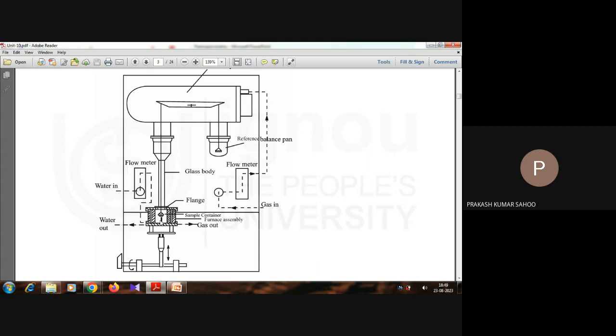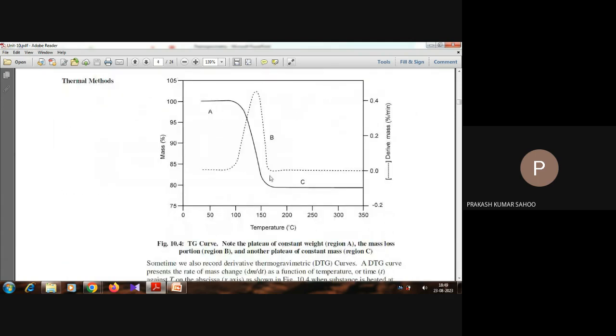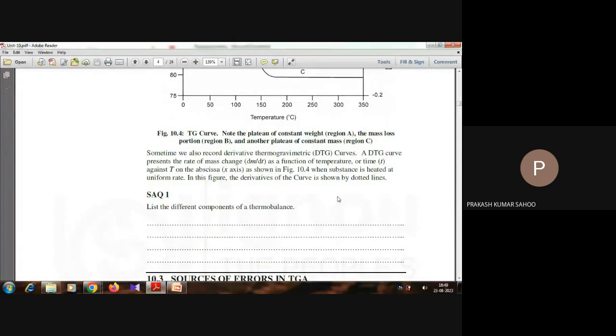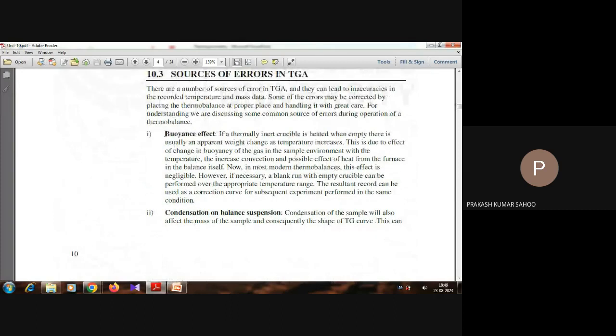Okay, so when gases are liberated as byproduct, these gases may be traced out to the sensor. Then we have thermodynamic curves here. Curves like these may be obtained. Then we have the errors that may occur in TGA. We have the buoyancy effect. This may be one error, that is due to the moisture in the atmosphere or the sample holder.